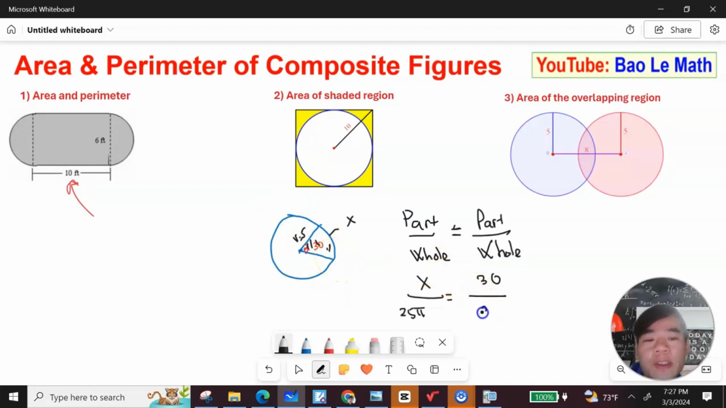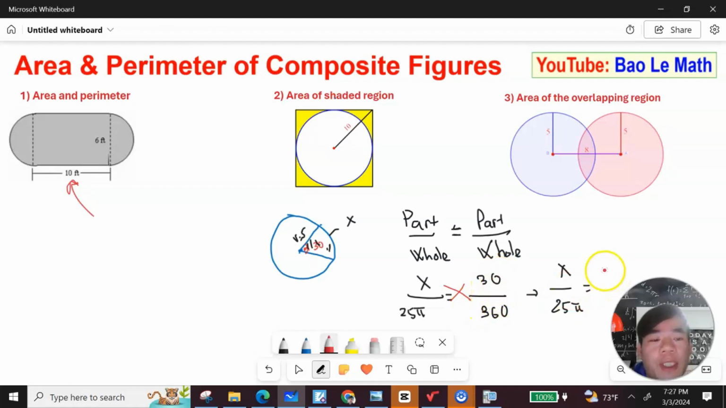Okay, so it's 30 degrees over 360. Now I simplify it. So S over 25 pi equals 30 over 360. A lot of students, when they get this one, do cross multiplication. My suggestion is no, don't do that. If you do that, you're going to waste your time and you're going to be confused. So you need to simplify it.